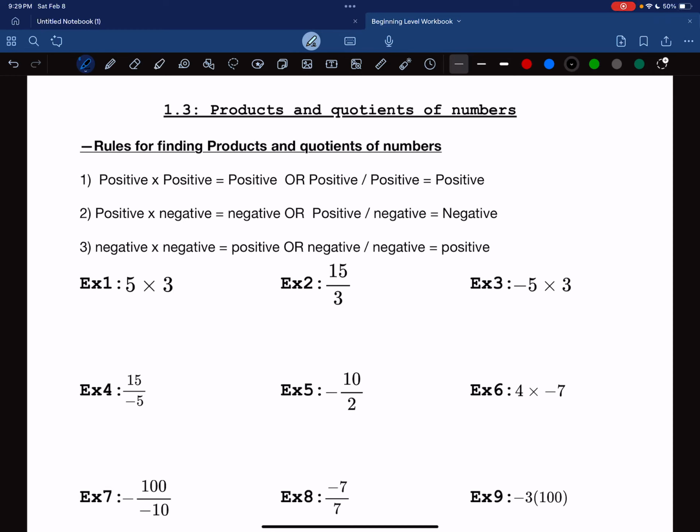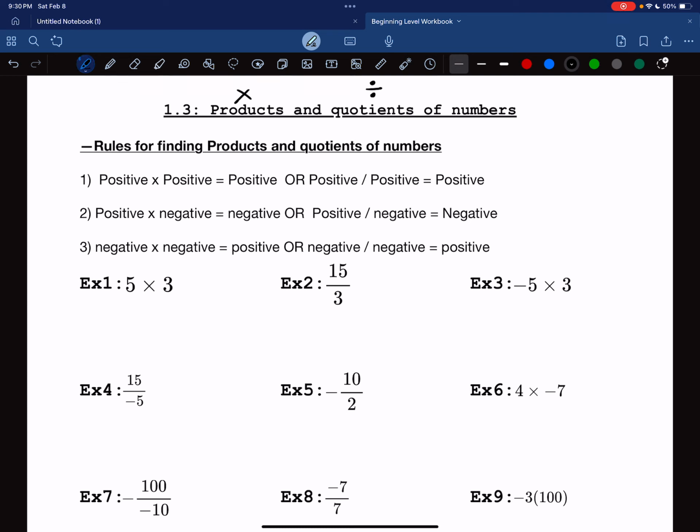Welcome to section 1.3. In this video, we're going to be going over how to find products and quotients of numbers. So just so we all are on the same page, when I say the word products, that just is another word for multiplication, and quotients is just another word for division.